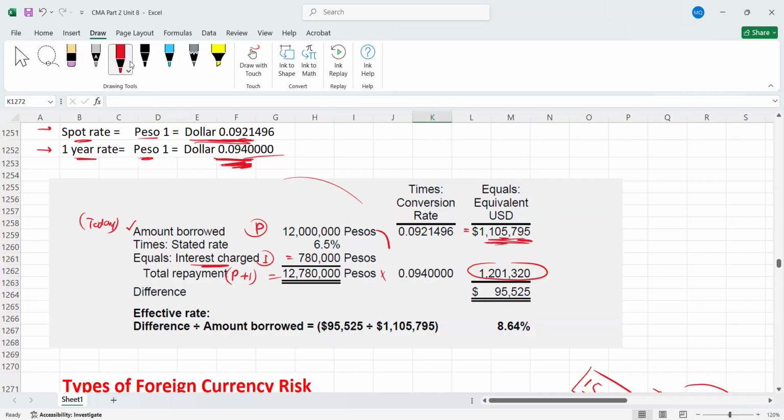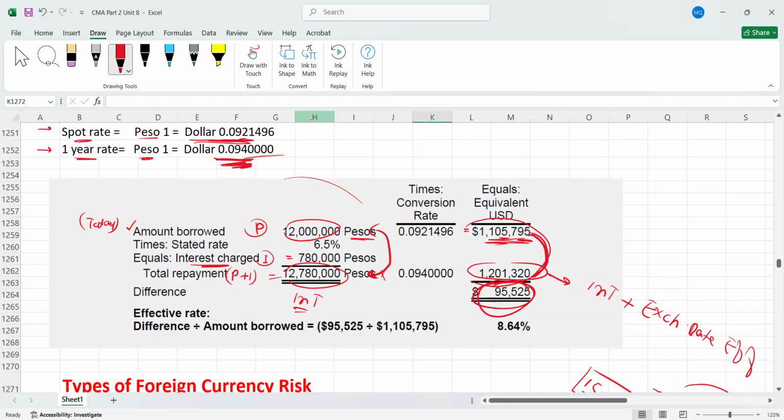The difference of these two values here, if you look just at the peso, this value and this value, it is only the interest, right? Because this is only one currency. But here, if you look at this, conversion is applied. And the difference of these two values is this, 95,525. This is not only the interest. This is interest plus exchange rate effect. Okay, this is the interest plus exchange rate effect.